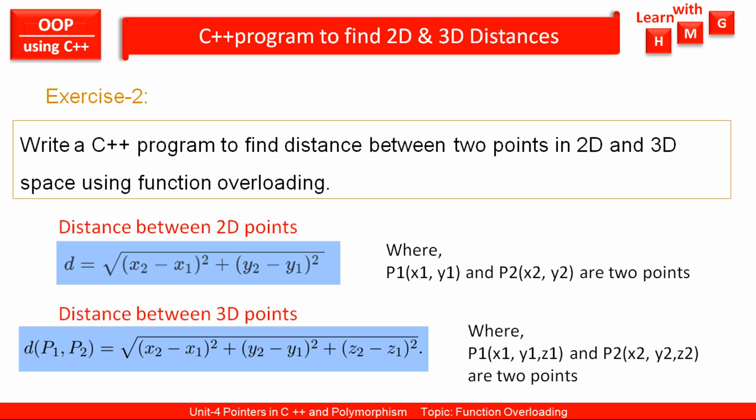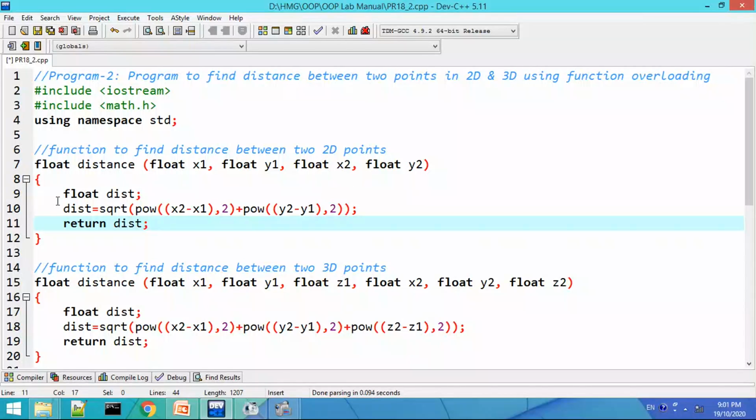So like this, P1 and P2 are two geometrical points, one in 2D space and the second in 3D space, and we are going to find the distance between these 2 points by implementing the concept of function overloading. So let us write and execute the C++ program using the Dev C++ compiler. So here is the C++ program in the Dev C++ compiler.